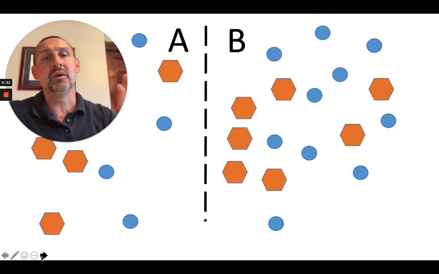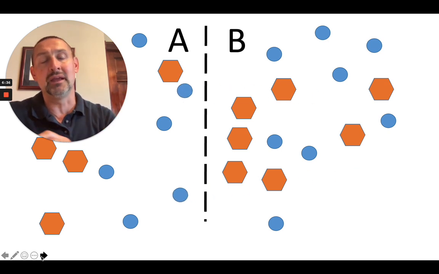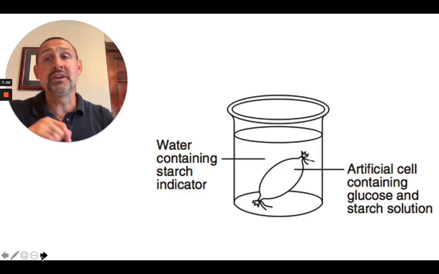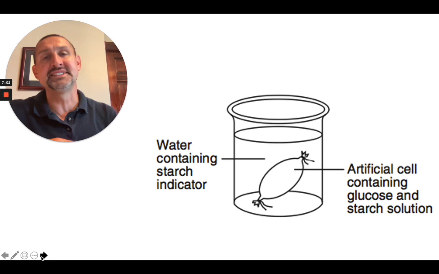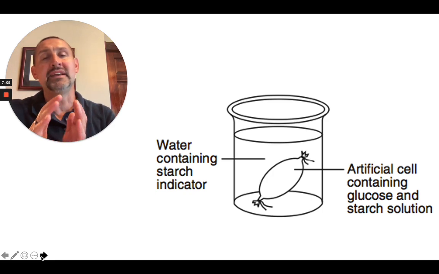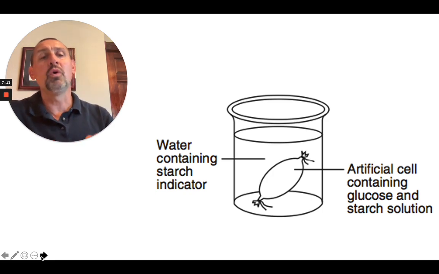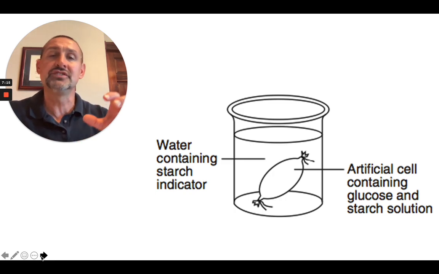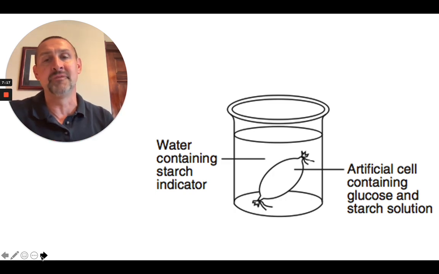And the blue molecules are moving from B to A because there were more on the B side and less on the A side. We can do a little experiment showing this idea of movement and how some things can pass through semi-permeable membranes with a dialysis tubing sac. That's what's in the beaker. We'll add some sugar and starch to the inside of that membrane.